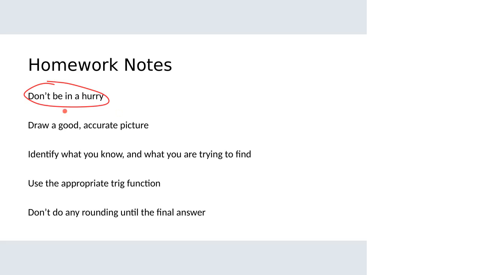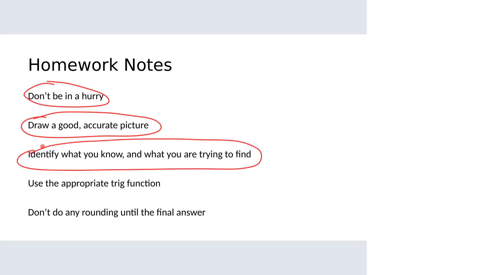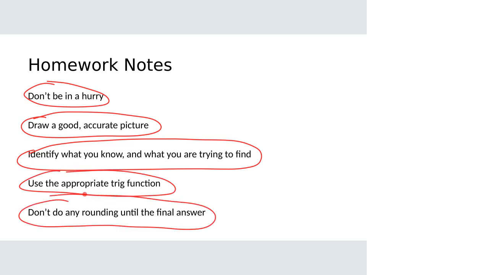Draw a good, accurate picture. Try to draw a really good picture of what it is that's going on, because that's going to help you set it up. Whether it's a tree that's fallen over, an angle of elevation, an angle of depression, try to draw a good picture. Identify what you know and what you're trying to find. What I mean by that is opposite, adjacent, and hypotenuse. Figure out which one you're looking for, figure out which one you know, and that's how you'll decide on the trig function to use. And then also, don't do any rounding until you get to your final answer.